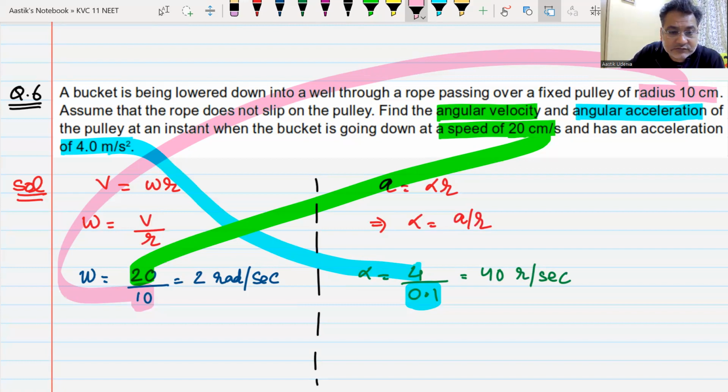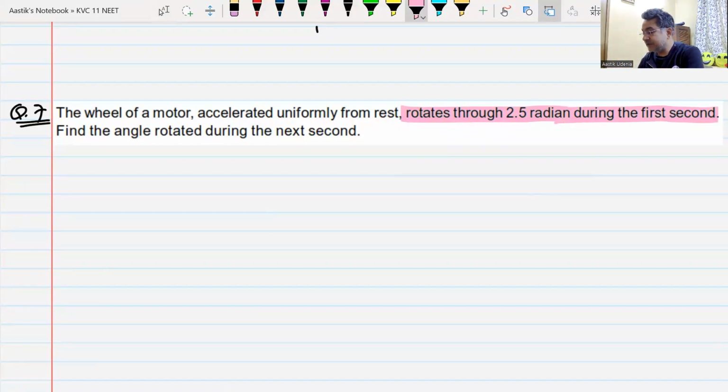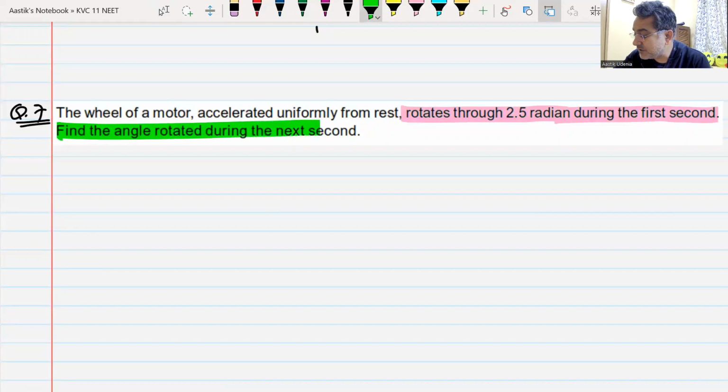Now let us move on. The last question for today, and that will clear all the doubts. Have you noted this down? Great. So this is the question, and I think we have done a similar question. Now I expect you to solve this one on your own. Question number 7. The wheel of a motor accelerated uniformly from rest. So it is rotating from rest. It rotates through 2.5 radians during the first second. You have to find out the angle rotated in the next second.